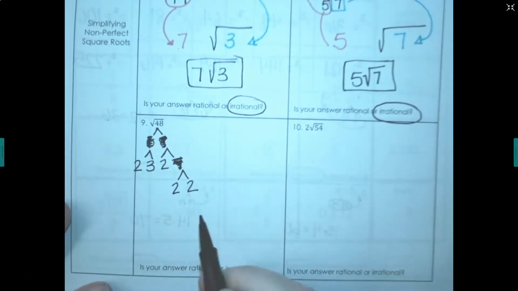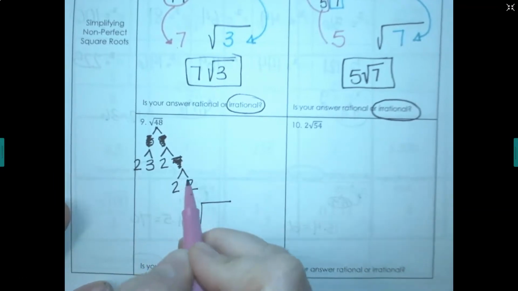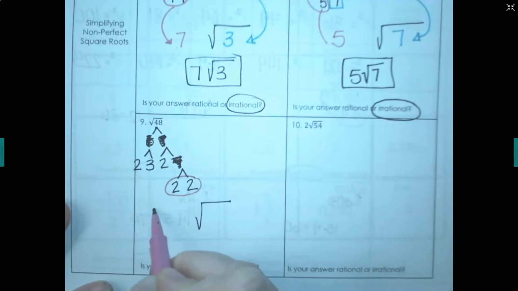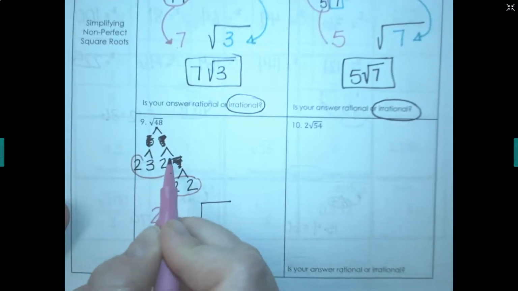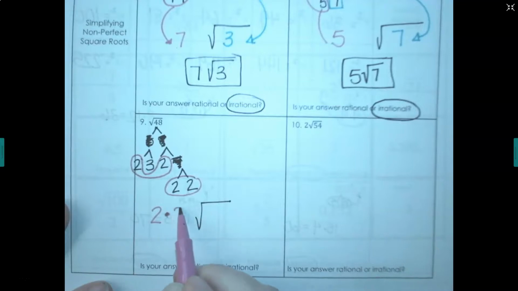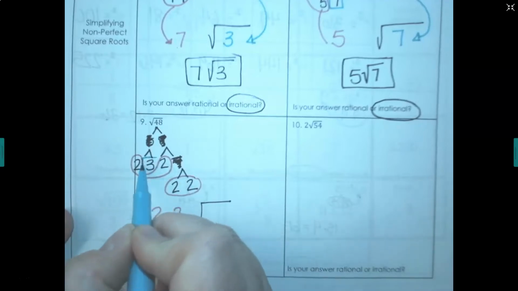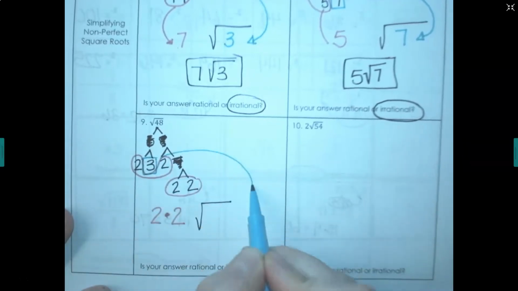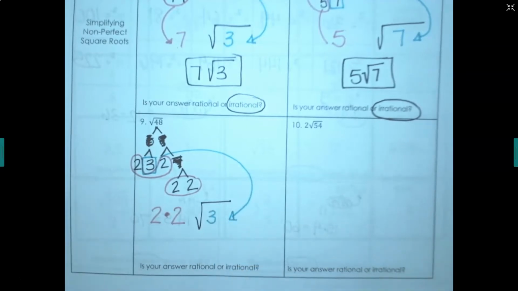So I'm going to put my radical so I have places to put things. I have a pair of 2's, which means a 2 is going to come out in front of the radical. Look though, I have another pair of 2's right here. So I bring another 2 out. It's got to multiply to whatever's in front. Okay. Then I have this 3 that's alone. If you have a number with no partner, that number goes back underneath the radical.